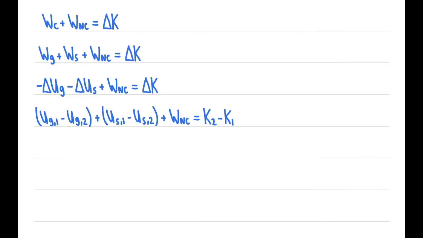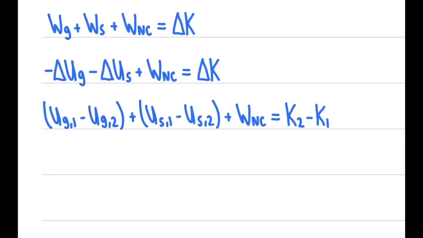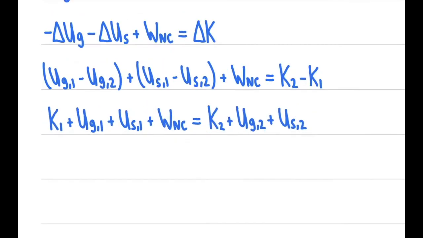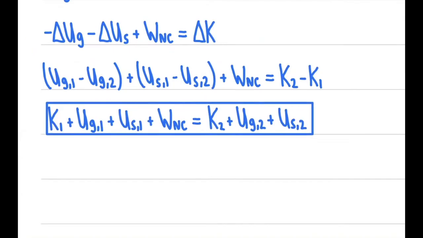Good answer. So what I can do now is get all the stuff with subscript 1 on one side and everything with subscript 2 on the other side. I'm going to add K1 to both sides, and I'm going to add UG2 and US2 to both sides. So you're going to get this. This is our energy equation that we're going to use in this video. And remember, this is assuming that the only conservative forces acting on the system are the gravitational force and the spring force, which is a pretty safe assumption for introductory physics classes.